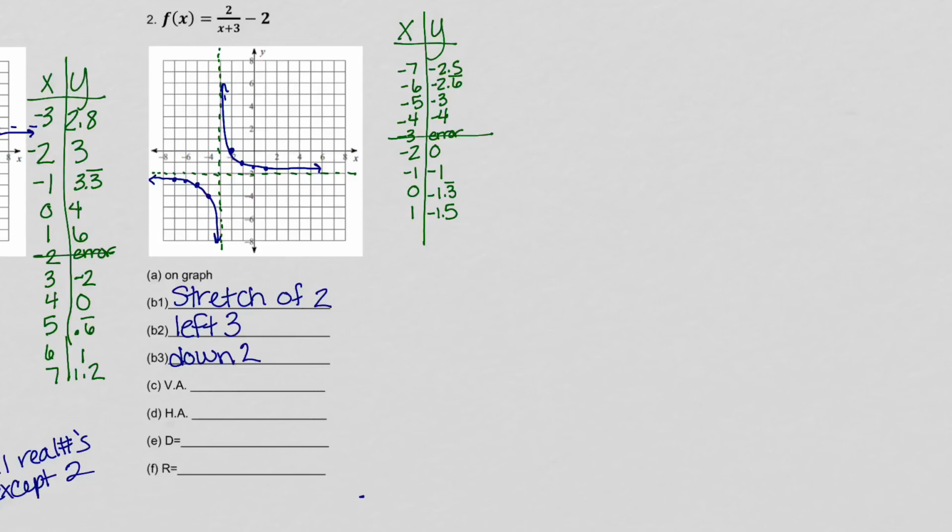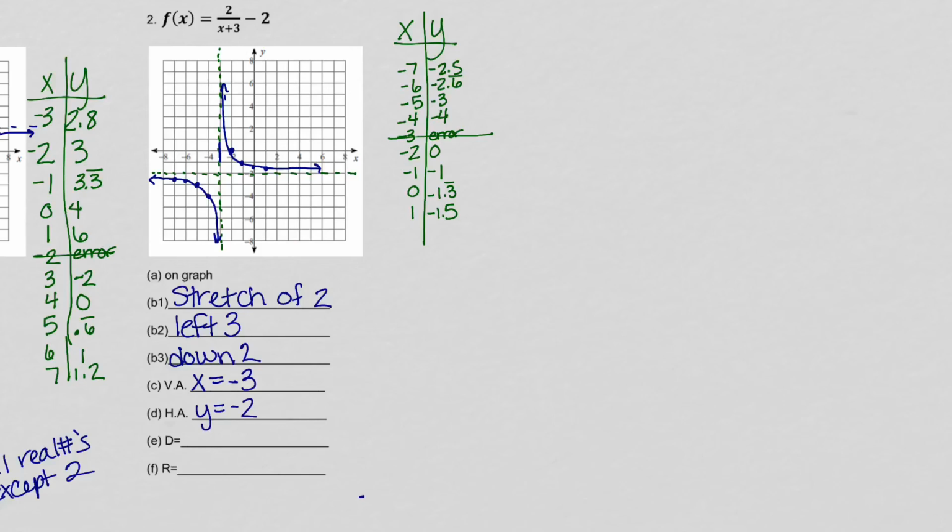Okay. Vertical asymptote is that one going up and down, and it crosses the x-axis, so that is an x equals, and it's -3. The horizontal asymptote goes like along the horizon, so it's going this way right here. So that's a y equals, it crosses the y-axis at -2.